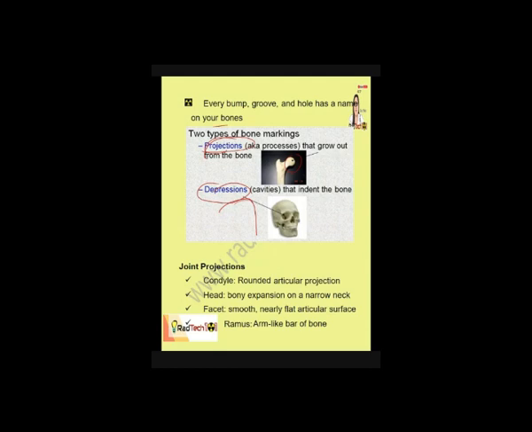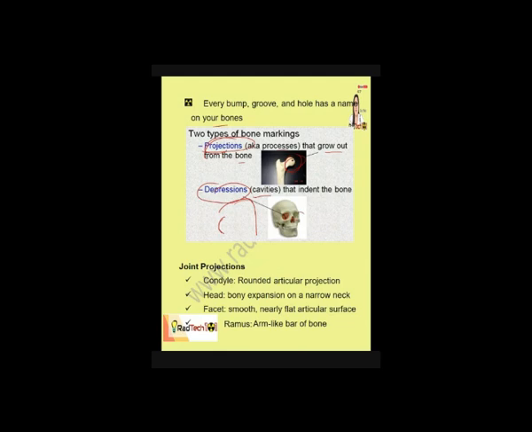And then, kapag nakaganito naman, that is depression. Cavities. So projections or processes that grow out from the bone like this one. Depression, parang dimple siya like this one. Like this one, depression yan.